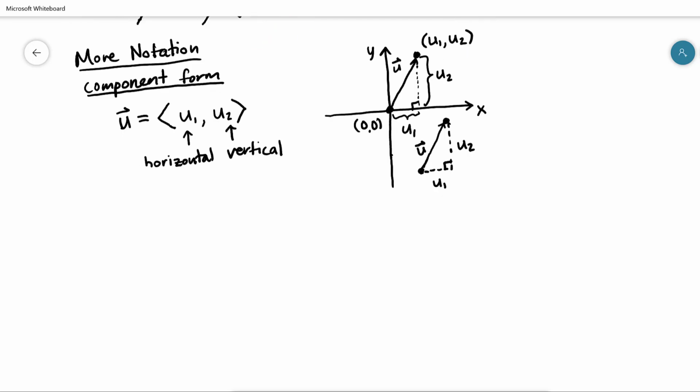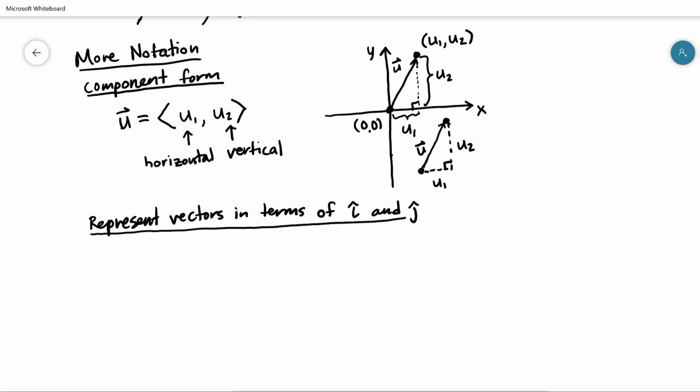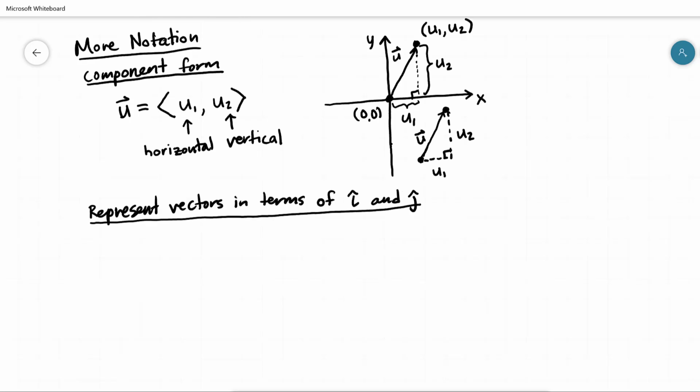So another way we can represent vectors that's similar to this type of component form is we can represent vectors in terms of i and j. And I'm going to write these with a little hat over them to distinguish them. And so I need to define what those two things are first. So this is going to require a little bit of extra background.